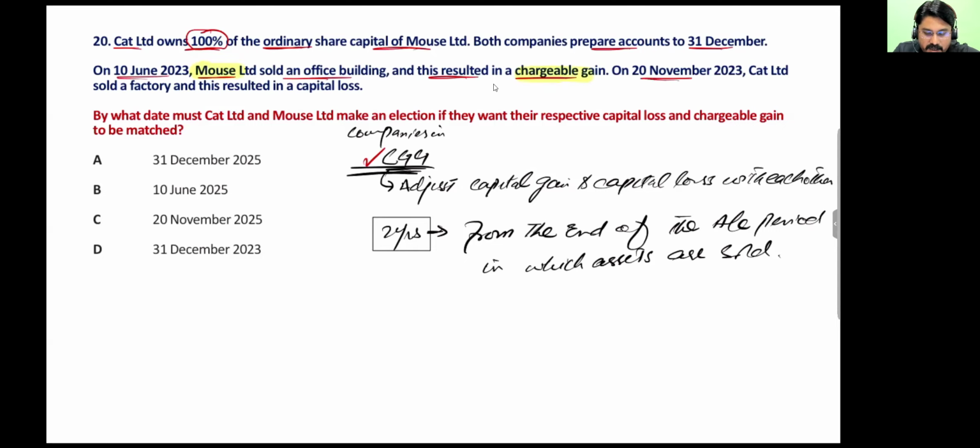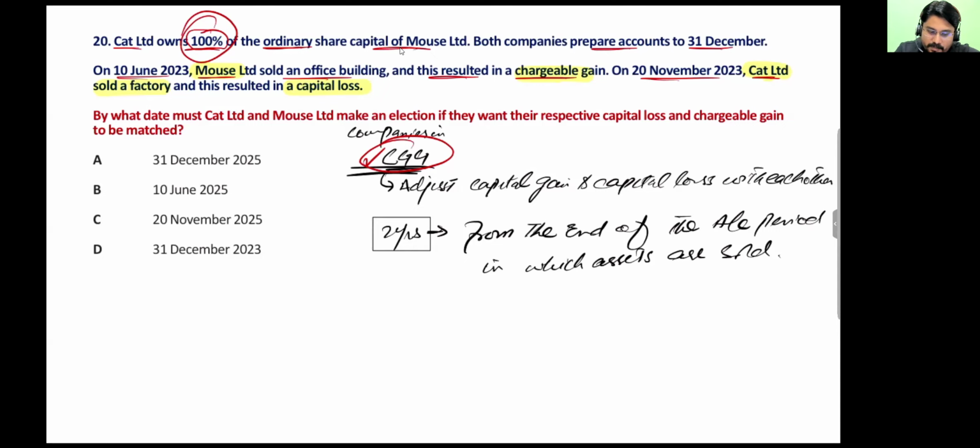And in the same year, during the year ended 31st December 23, CAT Limited, the other company, disposed of a factory building and this resulted in a capital loss. Both the companies are in capital gain group. Yes, because based on the shareholding, we can say that both the companies are in capital gain group. And no, it's not. As you have shared your answer, Musa, that's not correct.